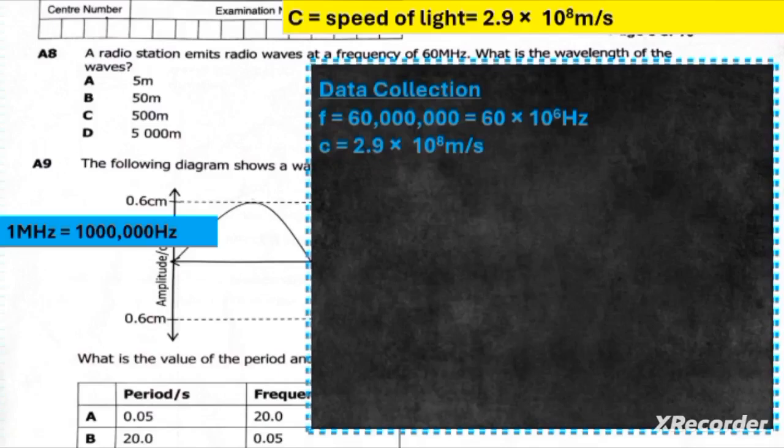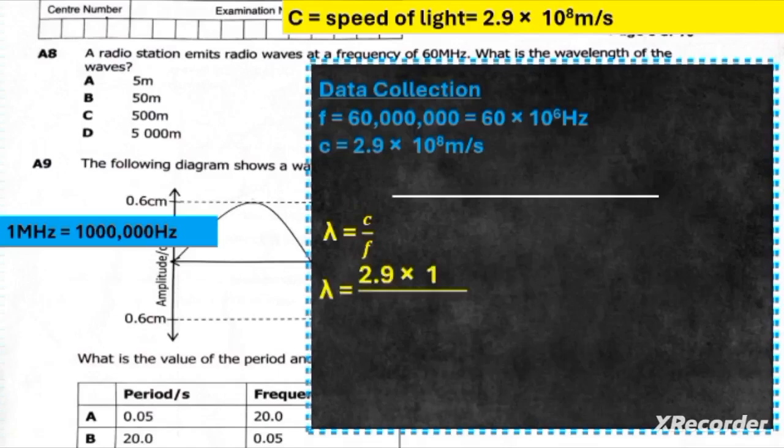So to find the wavelength, we are going to say wavelength represented by lambda is equal to speed of light represented by c over frequency represented by f. So the speed of light, which is 2.9 times 10 to the power 8, divided by 60 times 10 to the power 6, we are going to get 5 meters. So therefore, our correct answer here is 5 meters.